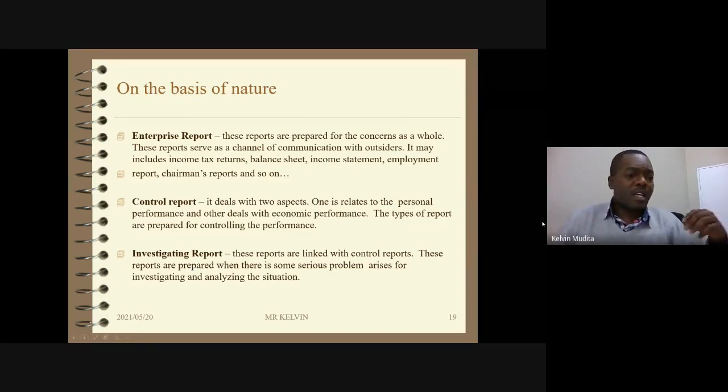We have creditors reports, debtors reports, which just report on who owes us money. It's a report on its own. Creditors report, who do we owe money? It's just a report on its own. So there are hundreds, if not thousands, of types of reports.